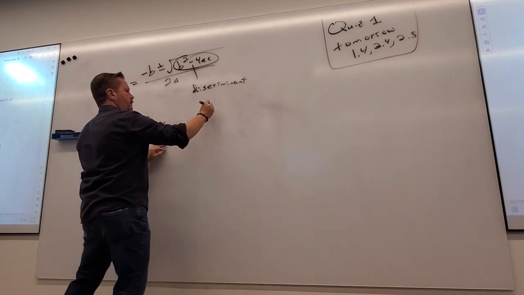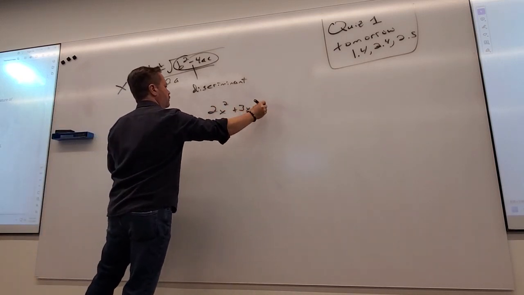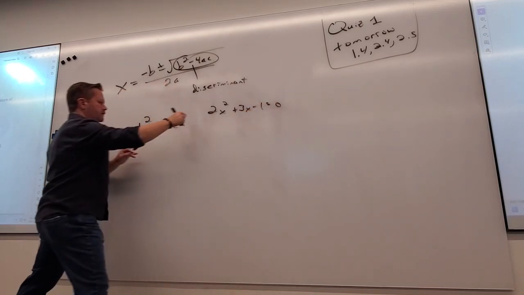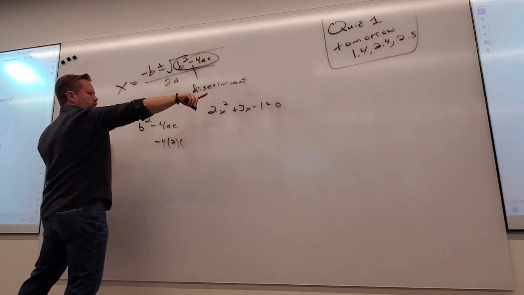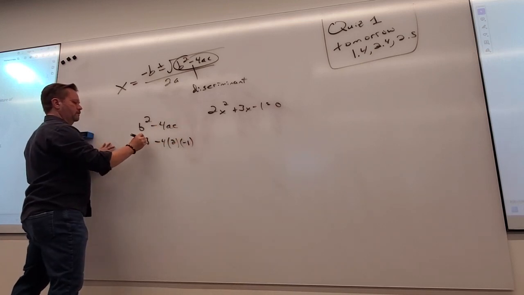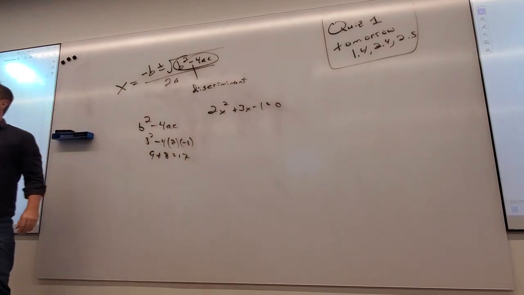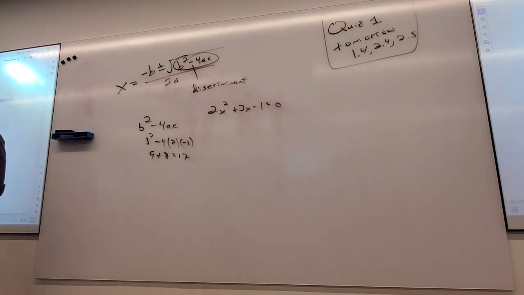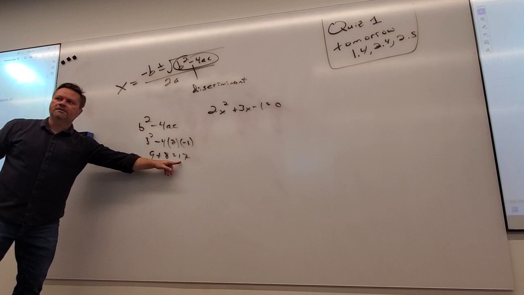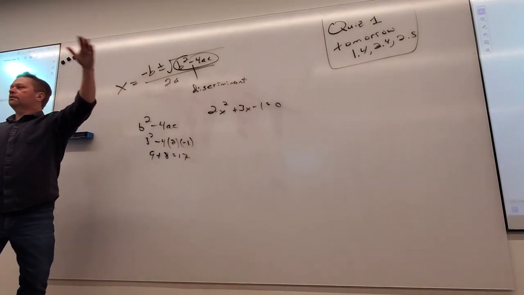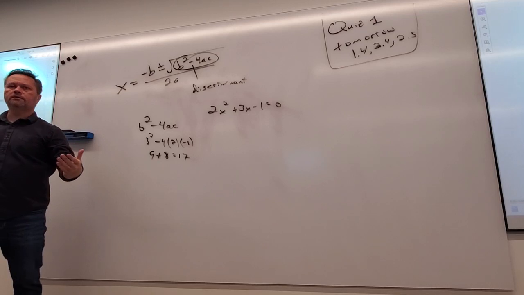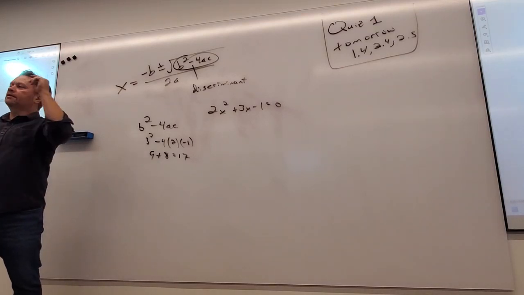For example, if I had 2x squared plus 3x minus 1. a is 2, b is 3, c is negative 1. 9 plus 8, 17. So what kind of answers will I get? Real. I'll get 2 real answers. Because where does this go in the equation? Inside of the square root. The square root of a positive number is real. The square root of 0 is real. The square root of a negative number is complex.